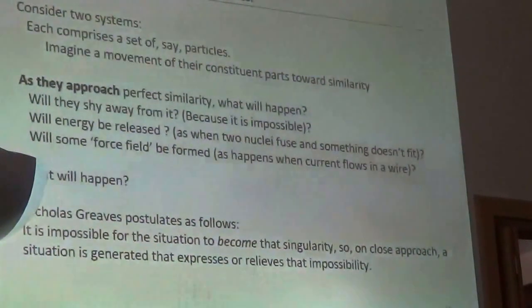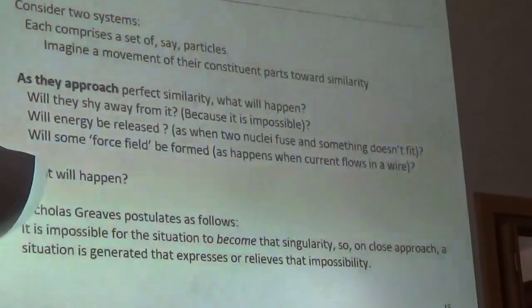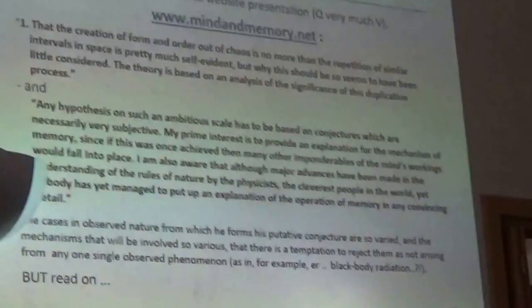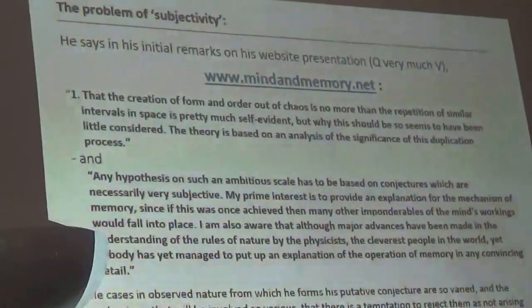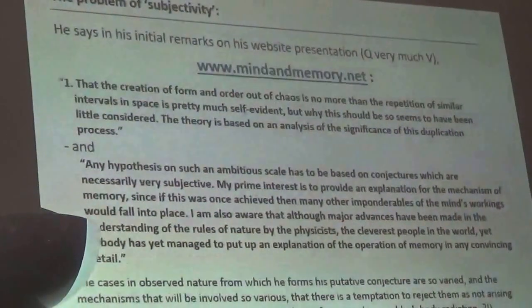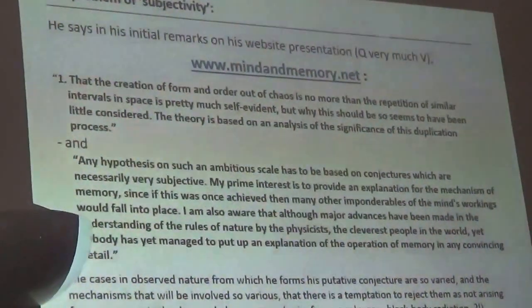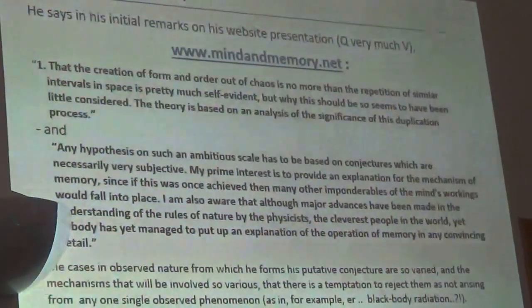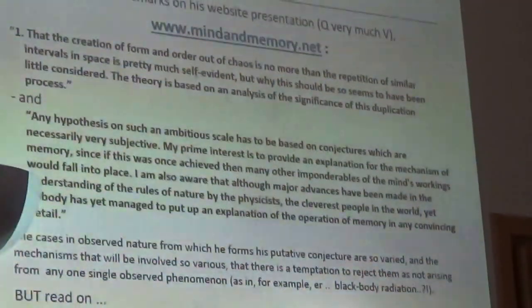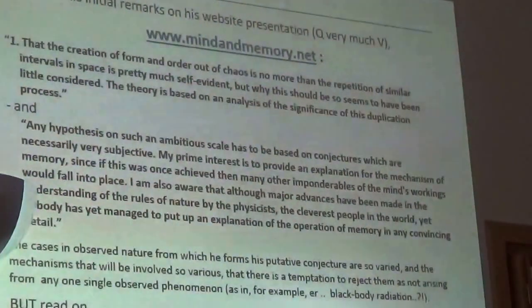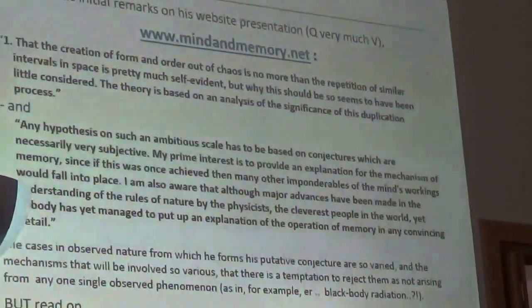Now here's what I'm going to ask you to do: invent what he tried to invent. This is just a little disclaimer at the beginning. He says on his website, first, that the creation of form and order out of chaos is no more than the repetition of similar intervals in space. The fact that that is so is pretty much self-evident, but why seems to be little considered, and that's what his theory is looking at.